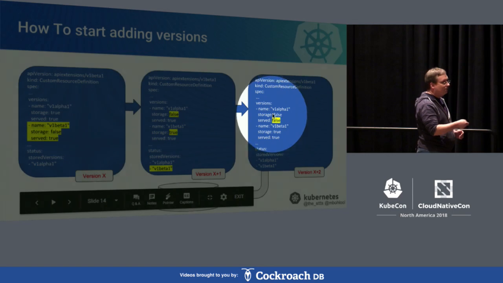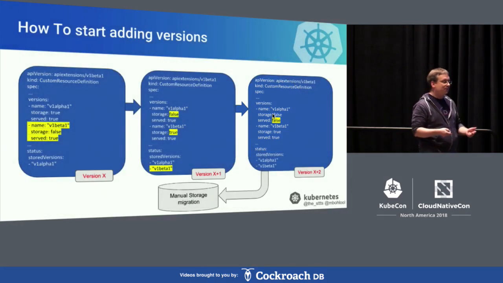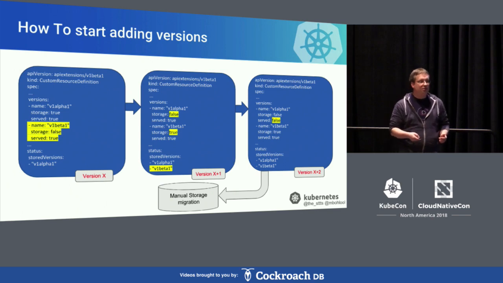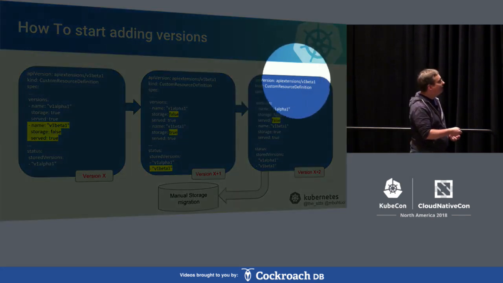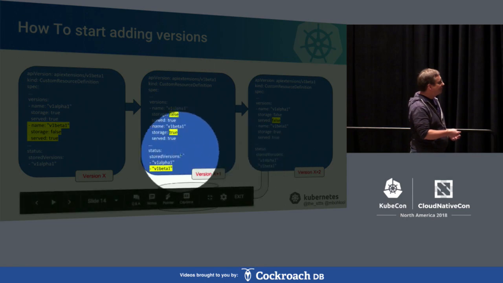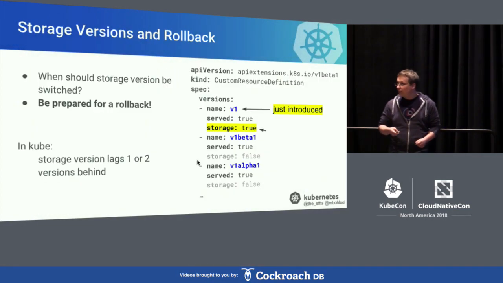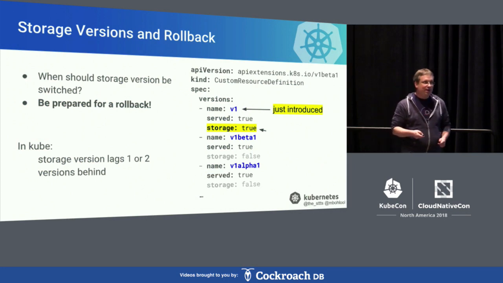So the first thing you do, we switch off the serving. So the version is still known, but a user, a controller, whatever, cannot retrieve it anymore. That's the first step. And the last step would be just to delete the version from the status field. It's very important to really think about when to do those steps.